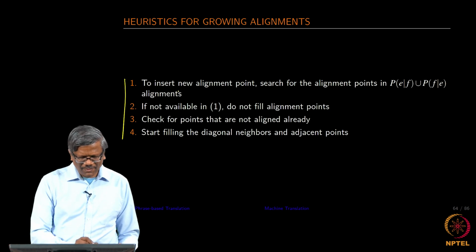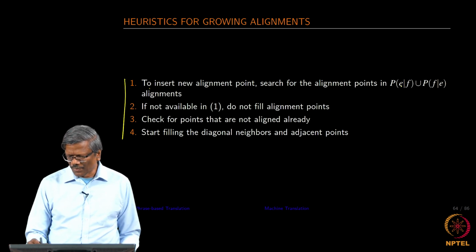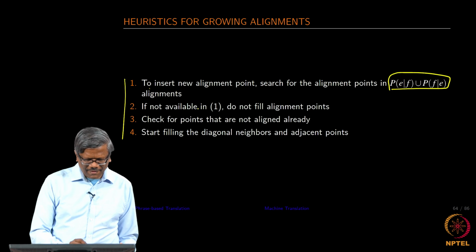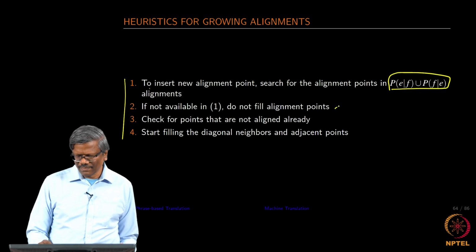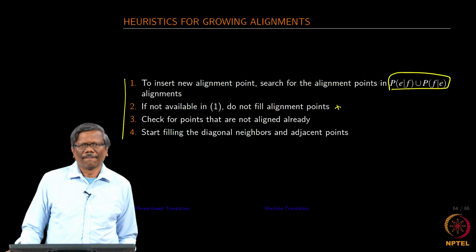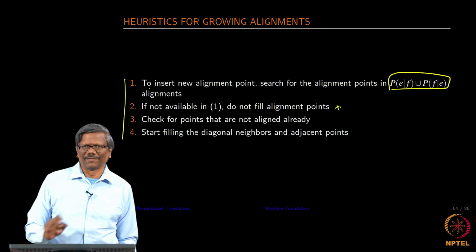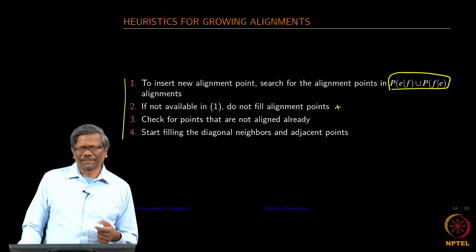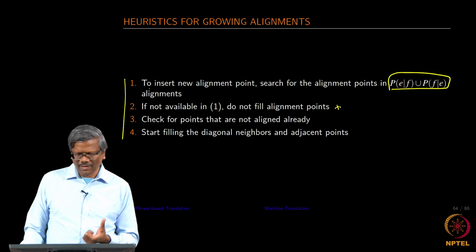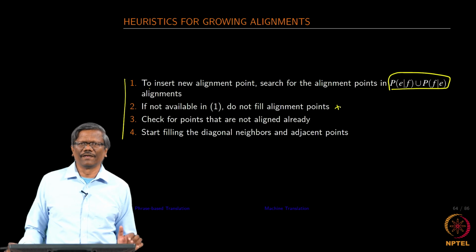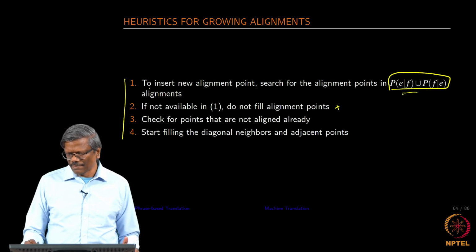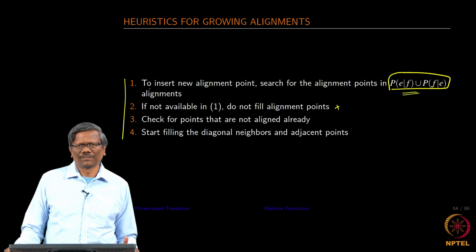Okay. So, to insert a new alignment, you always search for the alignment points in the union. Okay. And then if it is not available in the union, do not fill that point. So, you go through the entire table of alignments and then pick each alignment every time, and then find out if that alignment point belongs to the union of that, and if it is not already filled. Okay. If it is not filled, find out if it is available in the union of these two alignment union, right.